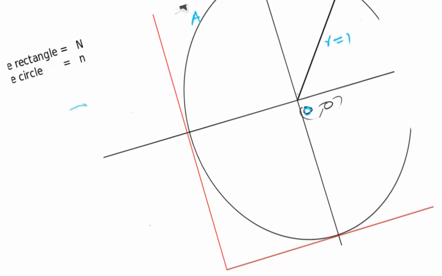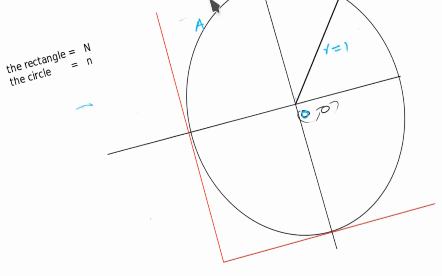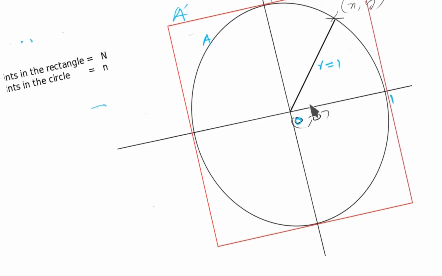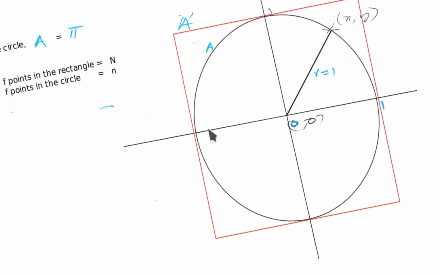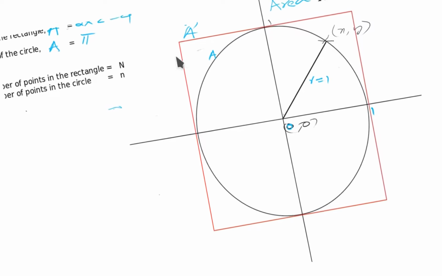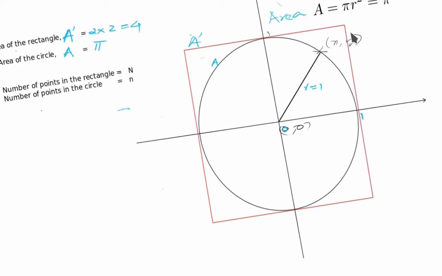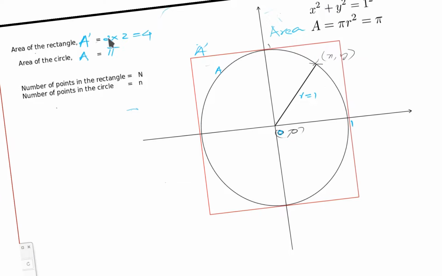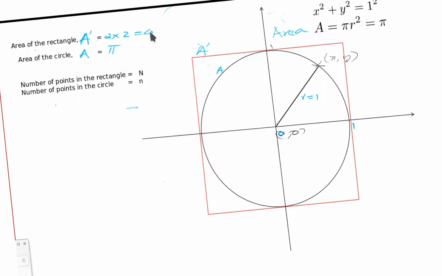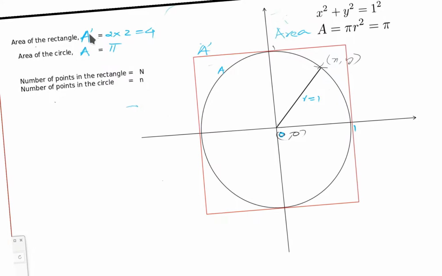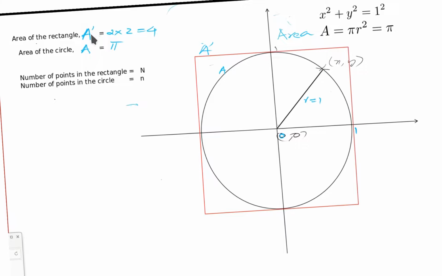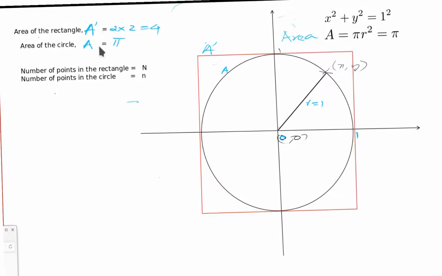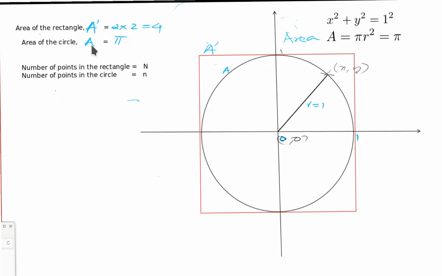Let us consider a rectangle. Length of one side of this rectangle is 2 because the radius of the circle is 1. So diameter of the circle is 2. So length of one side of the square is 2. So area of this rectangle is 2 into 2, 4. Let us denote the area of the rectangle by A prime. And area of the circle is pi. We denote it by A.